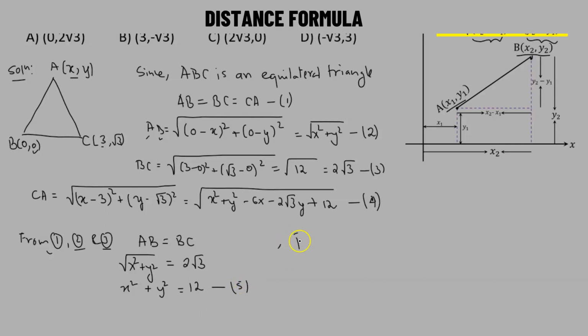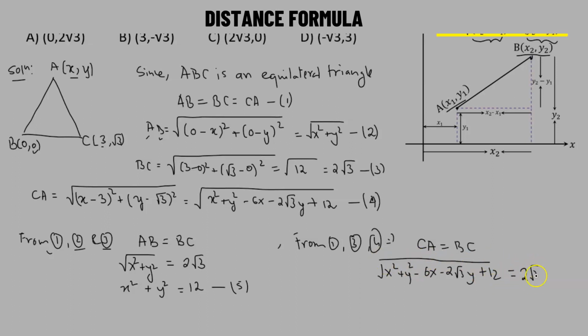Then we can use equations number 1, 3 and 4 to say that CA is definitely equal to BC. So that means we have the square root of x squared plus y squared minus 6x minus 2 times square root of 3 y plus 12, and this will be equal to BC.